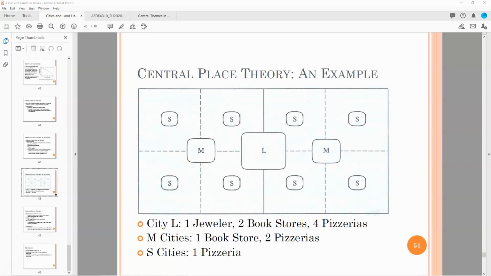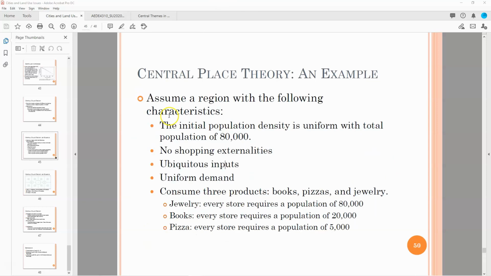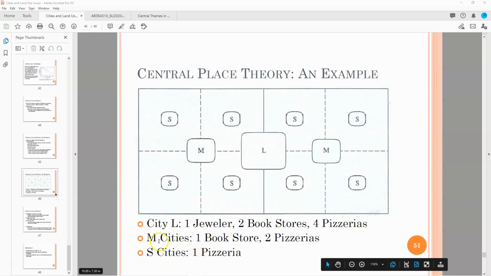And from this graph, we can see for small cities, only 1 pizza store is enough, and S just represents the small city, and every pizza store requires a population of 5,000. The circle M represents the M city. It requires a bookstore and 2 pizza stores. The large city requires 1 jewelry store, 2 bookstores, and 4 pizza stores, and the total population is 80,000.